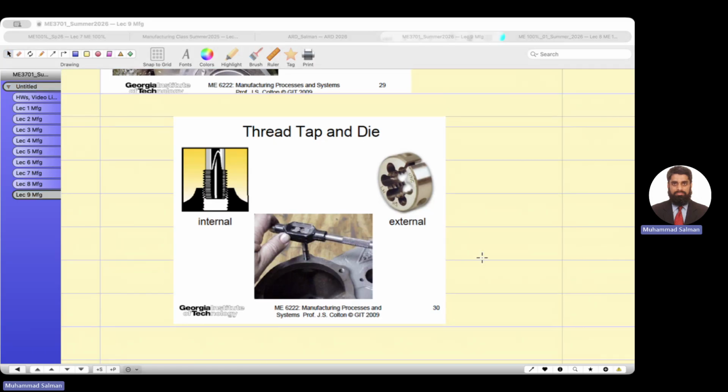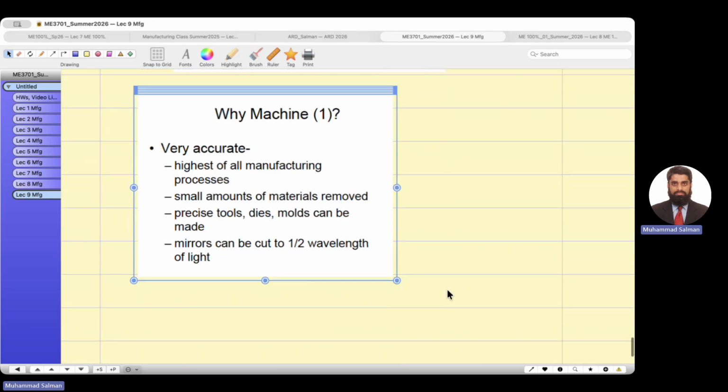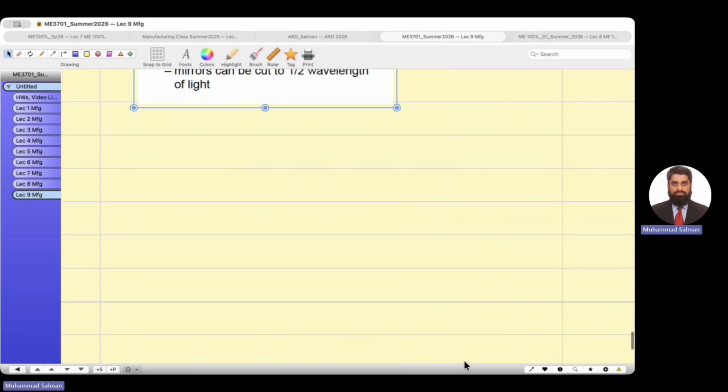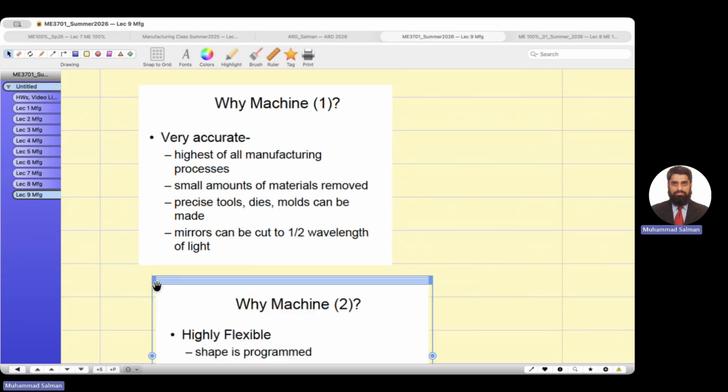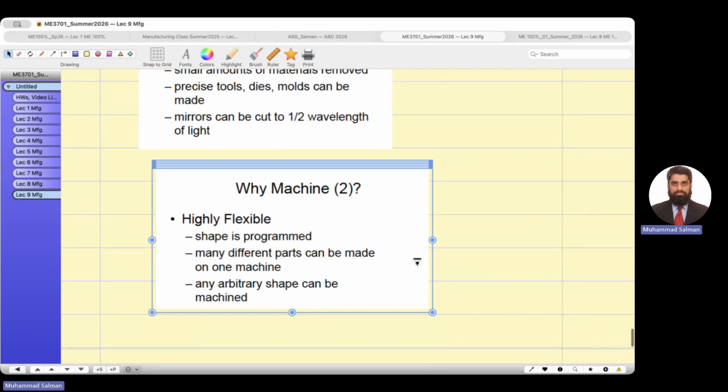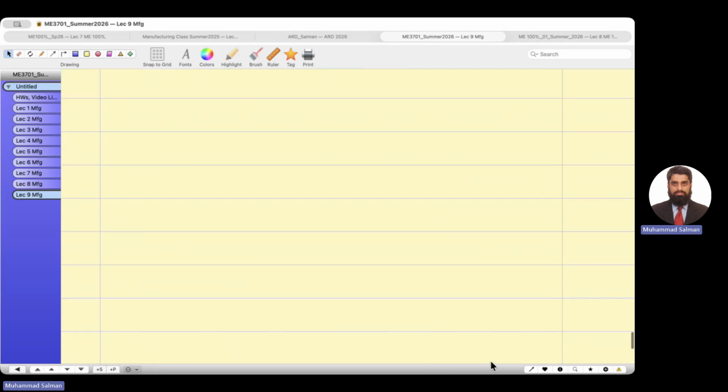So why do you want to machine? These are the reasons: you have more control over the shapes. A mirror can be cut to 1/2 wavelength of light. They are highly flexible. These are the reasons. I would highly recommend that when you go home, you read the reasons.